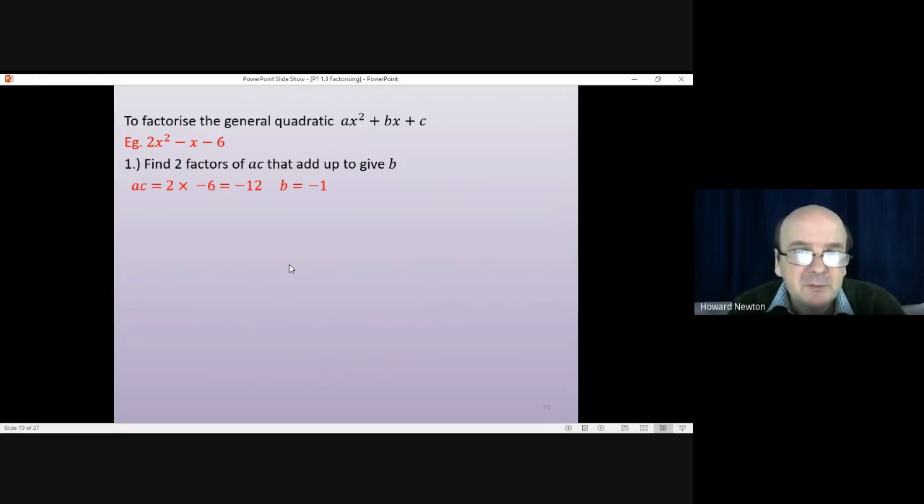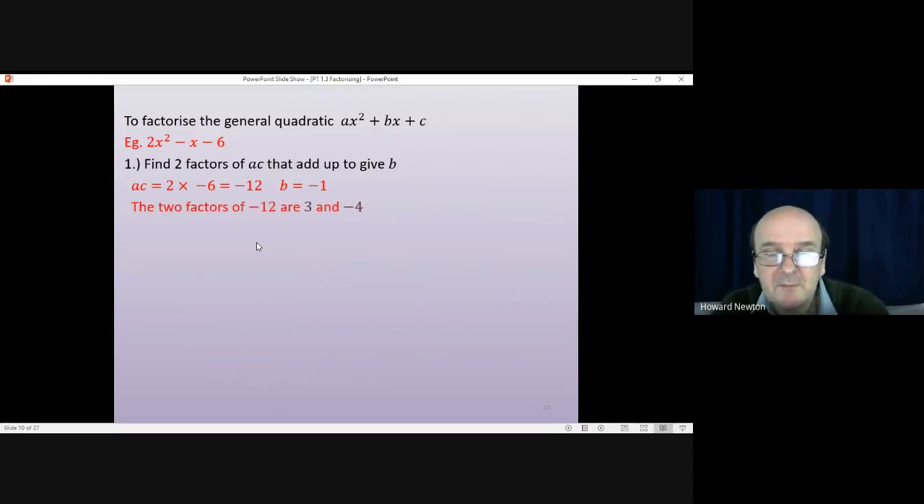Now, ac is equal to 2 times minus 6, which is minus 12. b is minus 1. So you're looking for two numbers, two factors of ac, that when you add them together, they will give you minus 1. And you don't need to look too far before you stumble on 3 and minus 4. 3 times by minus 4 gives you minus 12. And if you add 3 and minus 4 together, you get minus 1.